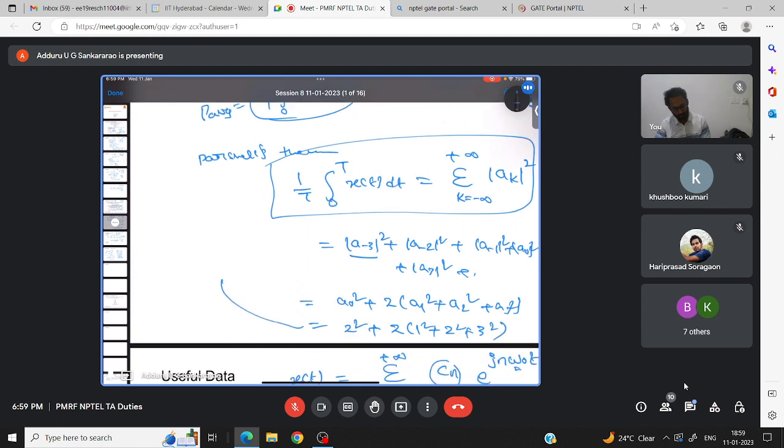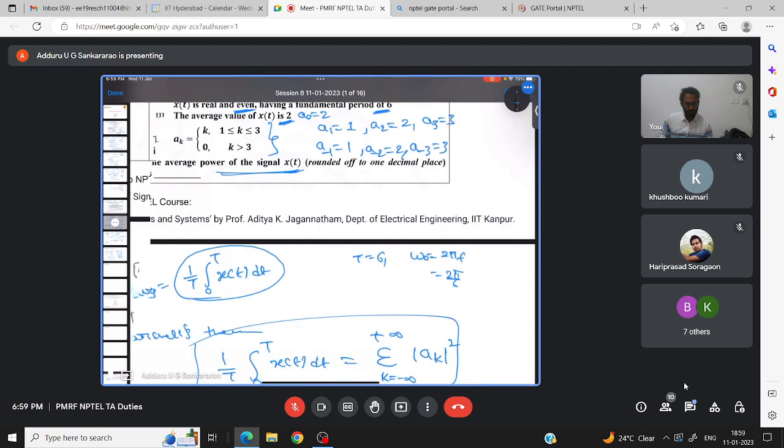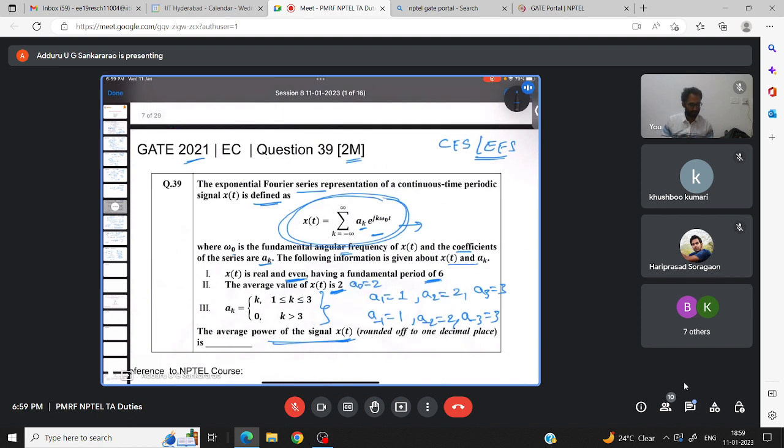So what will be this? 4 plus 2 into 1 plus 4 plus 9. How much? 9, 10, 14, 28. 4 plus 28, 32 watt. Have you understood? These two ways you can find out. One is you can find out x of t, then you can find out the power. Or else simply by using Parseval's theorem, you can find out the power.